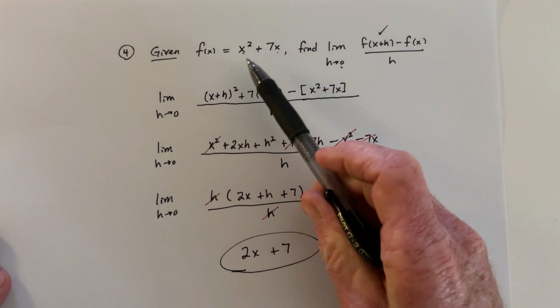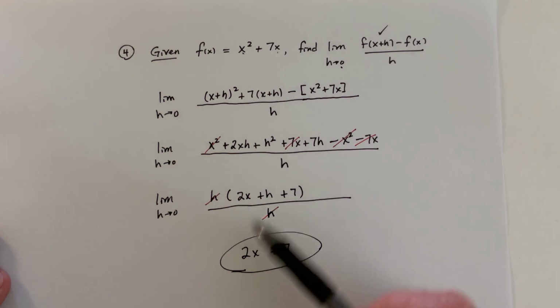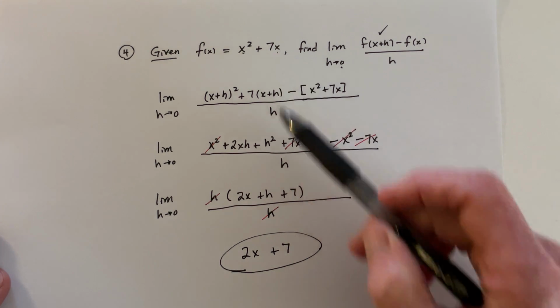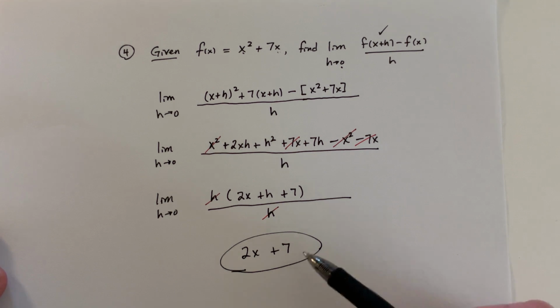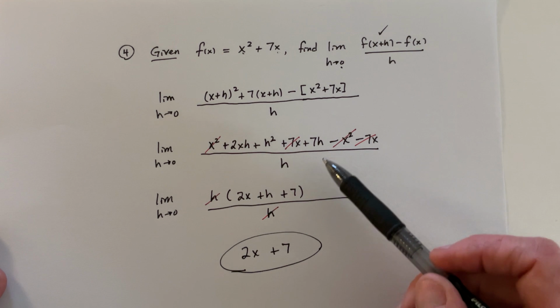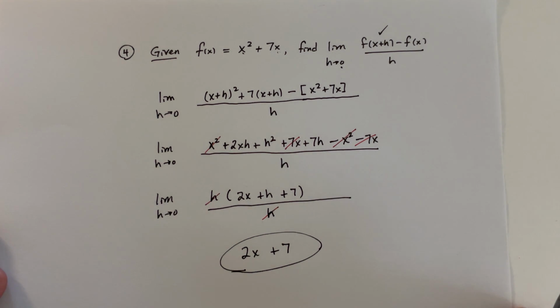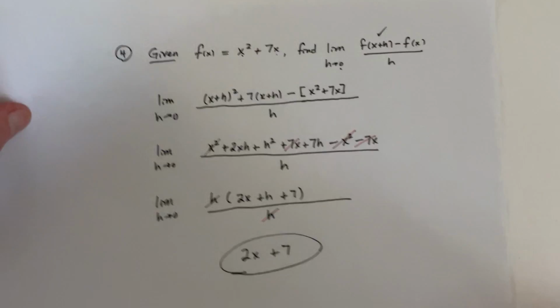And that, in fact, is the derivative, because the derivative of x squared is 2x, and the derivative of 7x is a 7. And if you're not sure how I'm doing that, well, in the next sections, we'll do the power rule, and we won't have to do this for the whole semester. So these limits are just at the beginning so that you understand the idea of limits, and that's where the definition of the derivative comes from.